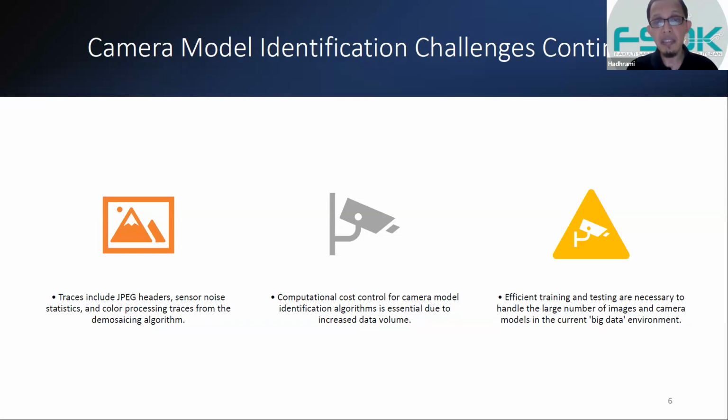Computational cost control for camera model identification algorithms is essential due to the increased data volume. So in computer vision, definitely we need to have a large volume of data, and we also need efficient training and testing in order to handle the large number of images and camera models in the current environment.